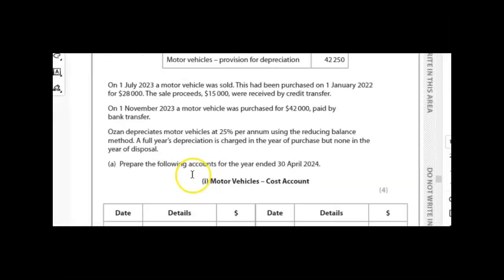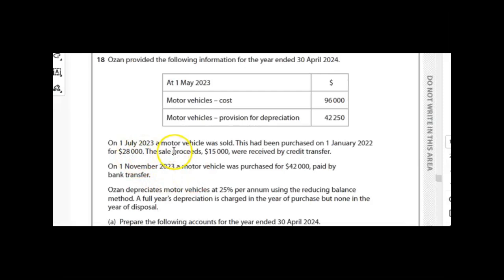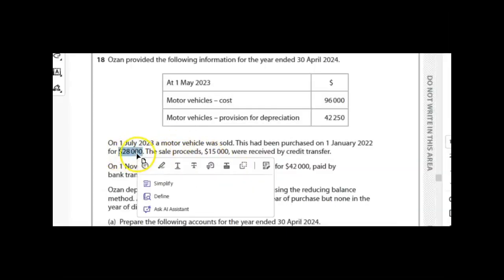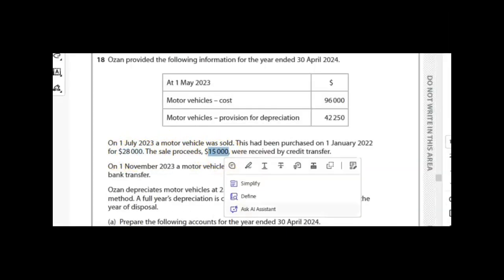So we start with our usual steps. Step 1, we make note of the date of sale and date of purchase. The date of sale in this question is July 2023, and the date of purchase is Jan 2022. We also write down the sale value of $15,000 and the cost value of the sold asset here so that we can conveniently do our workings.